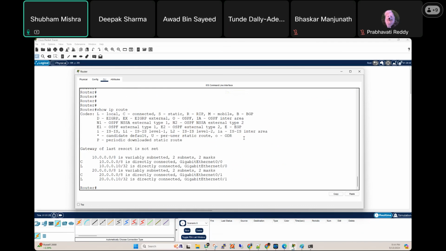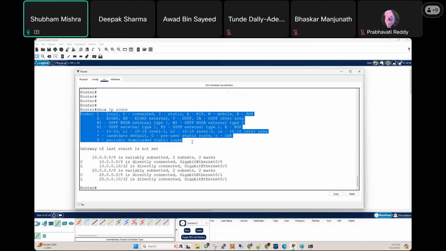See, I'm telling you this one, maybe your doubt will clear. I write the command "ip route". It means this is the command by which you can check the routing table, right? And this is the code we are discussing here.